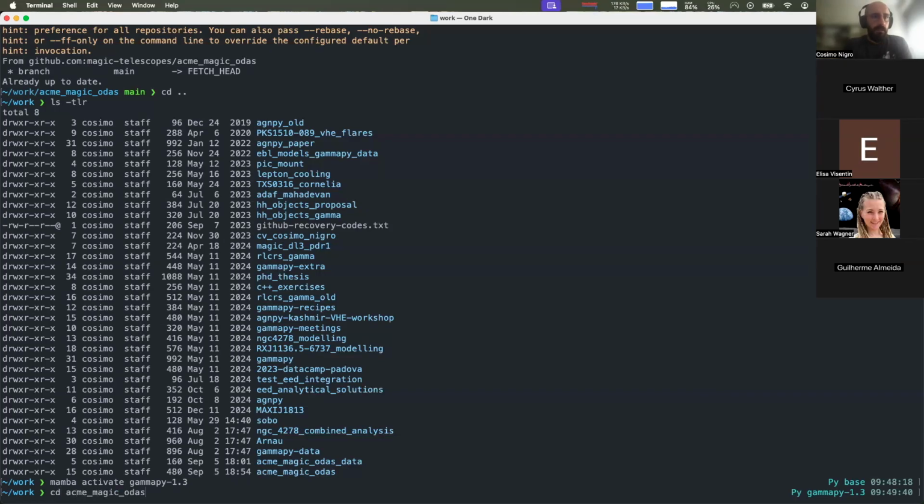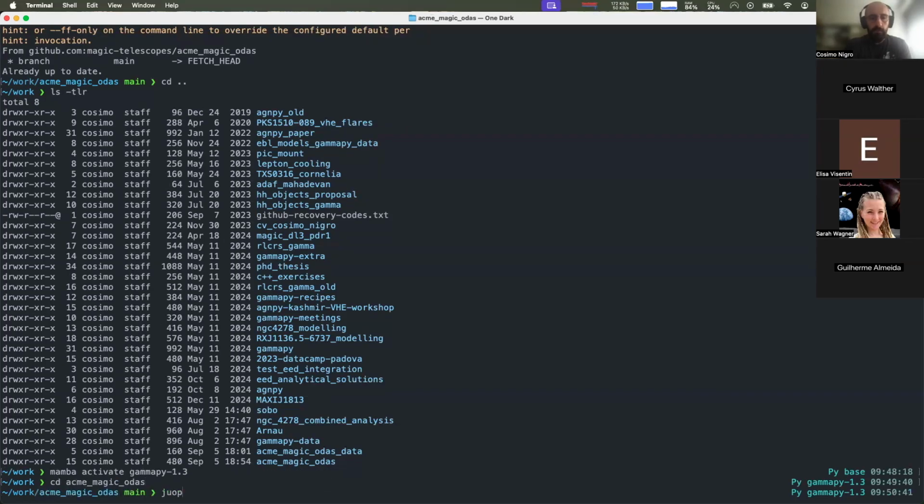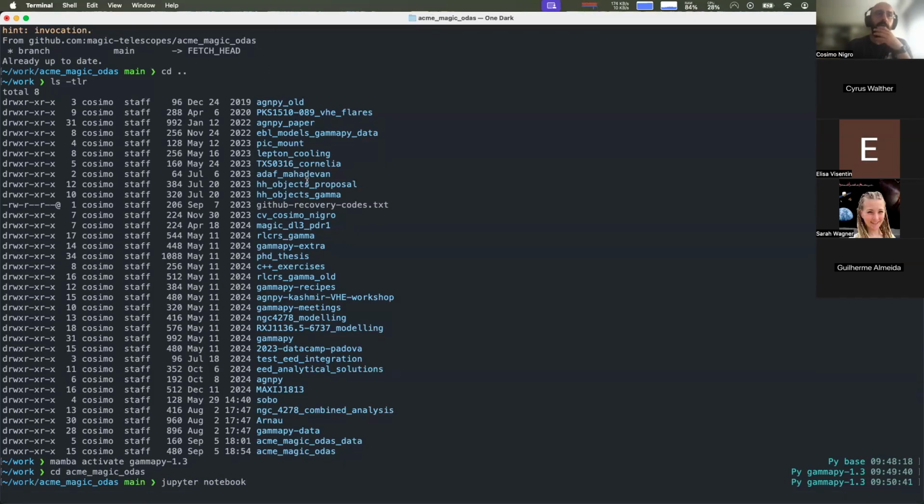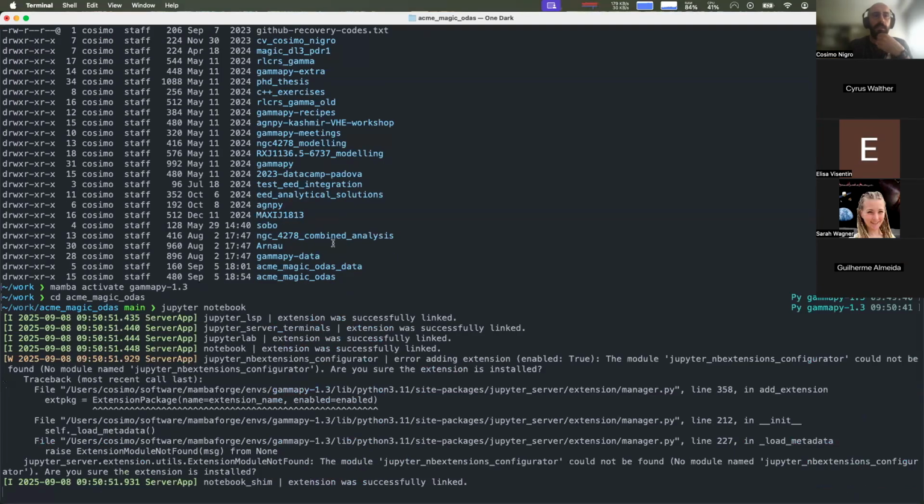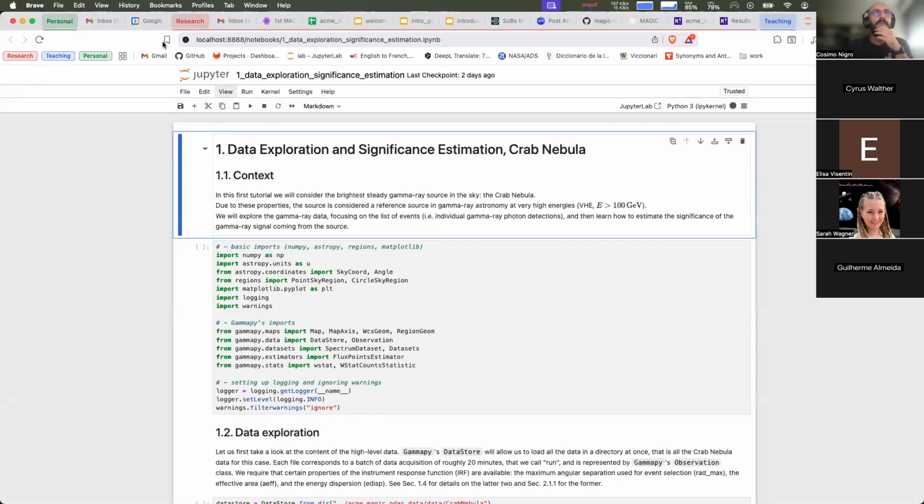Okay, back to the tutorial. Let's go to the repository where we have the notebooks, Acme Magic Codas, and let's open the notebook. Let's start with the first one, data exploration and significance estimation.